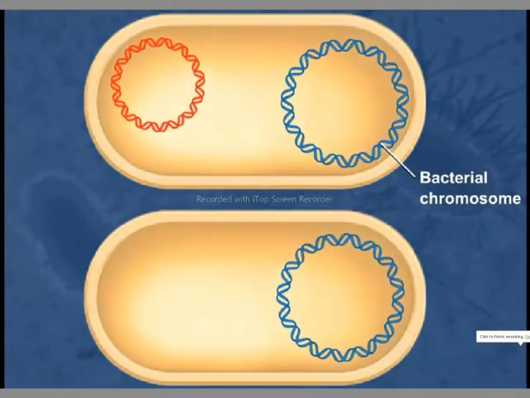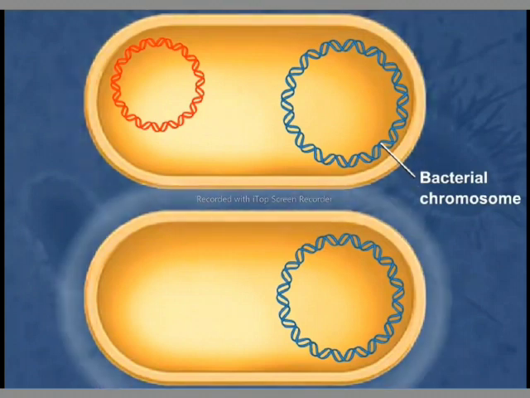transfer between bacterial cells that requires direct contact between the cells. Many, but not all, species of bacteria can conjugate. Conjugation can occur between cells of the same species or even between cells of two different species.